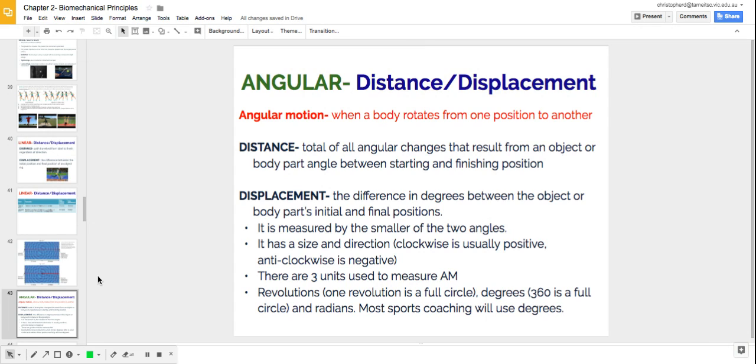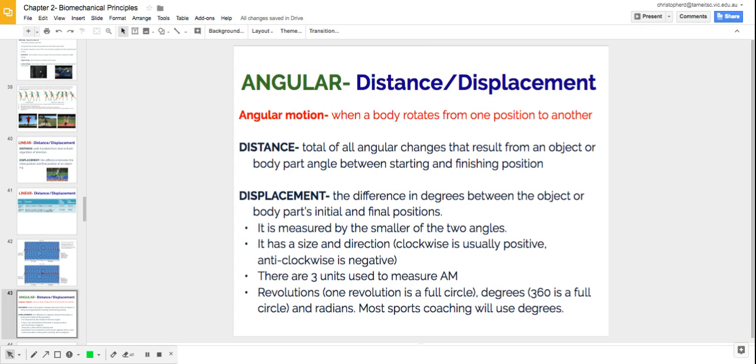When we look at angular distance and displacement, so angular motion, it is when a body rotates from one position to another. All right, so you've got to think of its rotation. So the distance is the total of all angular changes that result from an object or body part angle between start and finishing position. So if someone does a 360-degree turn, the distance is 360 degrees.